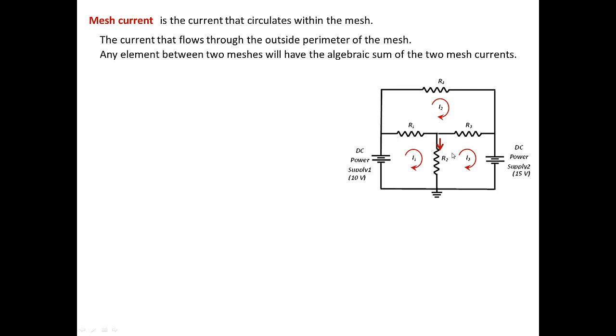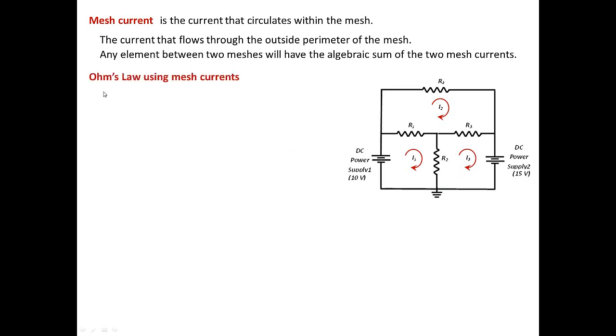So if you have R2 over here, between I1 and I3, and we said that this current will go down, then it's going to be I1 minus I3, because the current is going down and you basically sum algebraically those two mesh currents. However, the current going up is going to be I3 minus I1, because you follow the direction of the mesh currents.